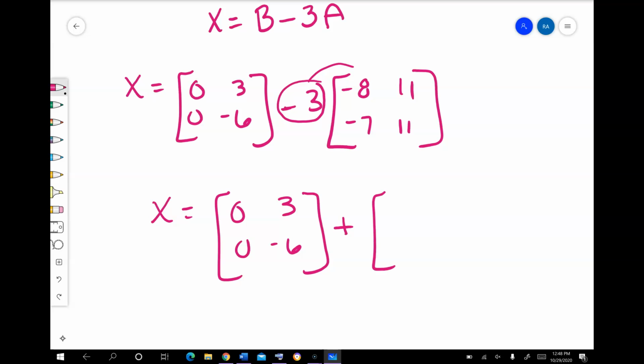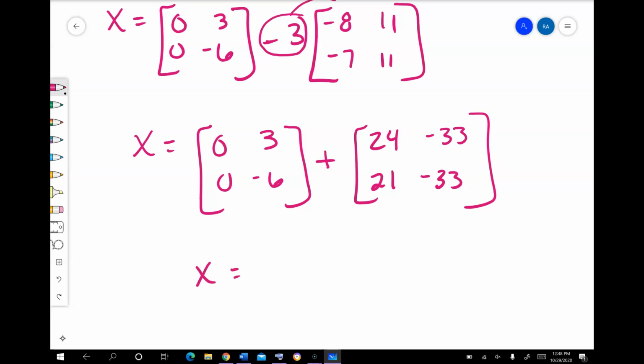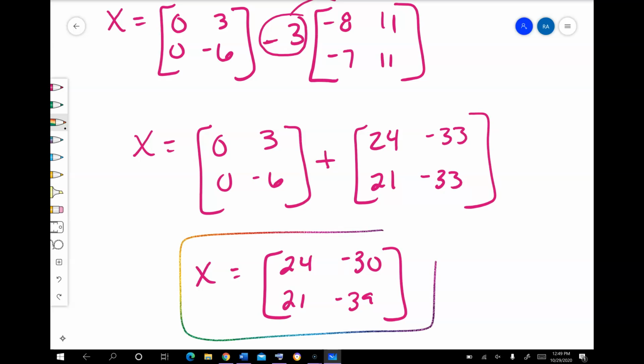So negative 3 times negative 8 is positive 24. Negative 3 times negative 7 is positive 21. That's going to be negative 33, and this one's going to be negative 33 also. Now we're back to addition, and all you're going to do is combine your like elements, in the same position. So 0 plus 24 is 24. 0 plus 21 is 21. 3 minus 33 is going to be negative 30. Negative 6 and negative 33 is negative 39. And guess what, guys? That is your answer.